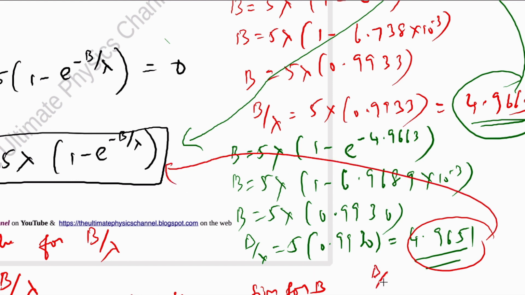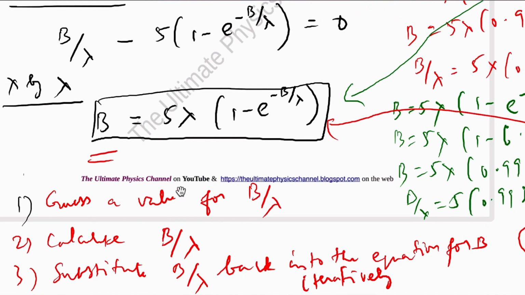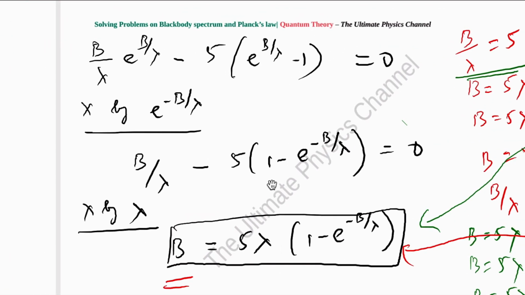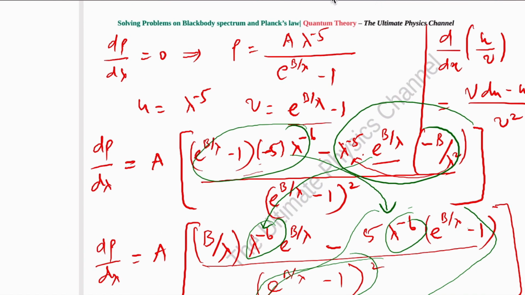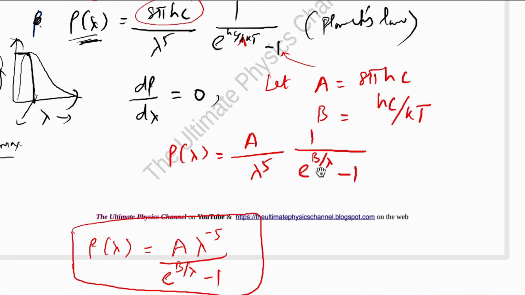you would find that now b over lambda, to 4 decimals, is stabilizing to the same value. Since that has stabilized to the same value of 4.9651, I can take that to be a reasonably good approximation for b over lambda. So in the original equation, in the previous pages, if you check, yeah, I have taken b to be hc over kT. So I can finally solve it here.